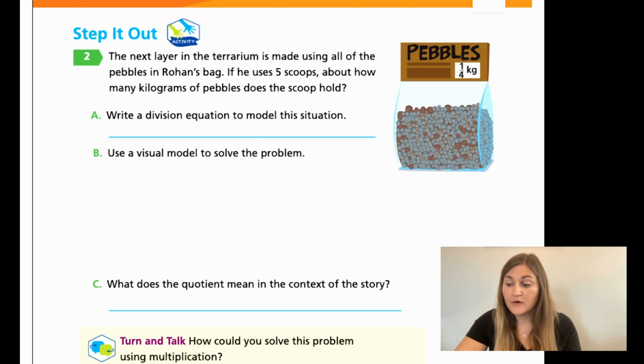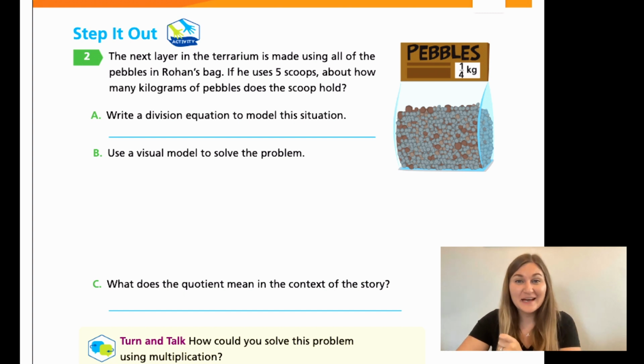So for A, write a division equation to model the situation. Be very careful. What are you separating? Are you separating out your 5 scoops? Or are you separating out your 1/4 kilograms? Remember, whatever number you're separating, that's your first number, your dividend. Okay, B, use a visual model. Explain what you did in pictures. And then for C, what's the quotient, the answer that you found, mean in the context of the story? All right, go ahead and solve these 3 problems and then we'll come back together and solve them together. Go ahead and hit pause here.